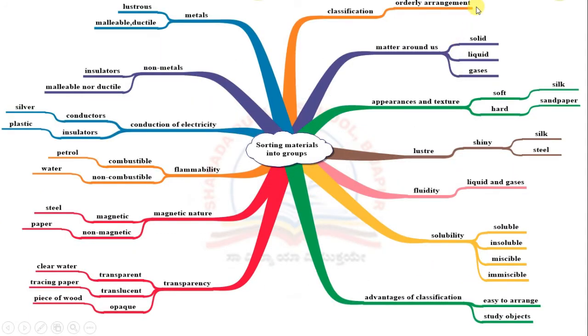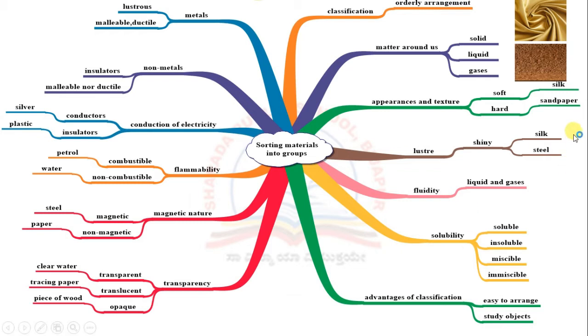Classification. The orderly arrangement of items in a group is called classification. We have learned that matter is anything that has mass and occupies space. Matter is made up of tiny particles that cannot be seen with the eyes. Each state has its individual properties. They are solid, liquid, and gases. Students, we can classify the substances based on their appearances and texture. If you touch a piece of sandpaper and a piece of silk, we will find that the sandpaper is rough while silk is soft and smooth.